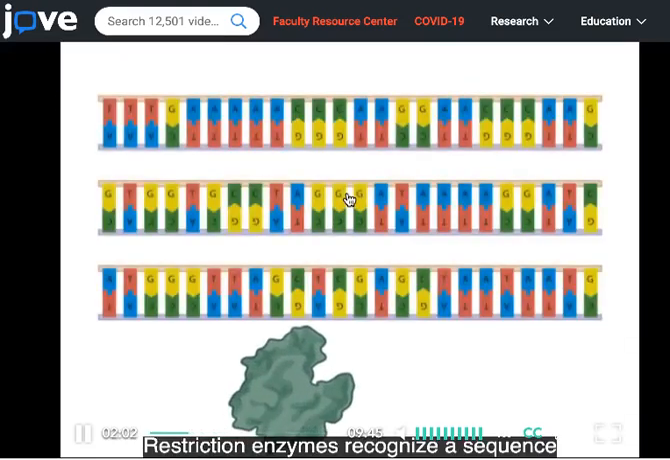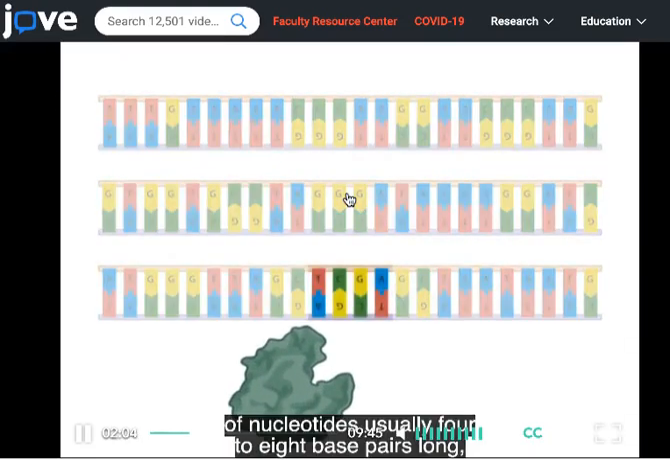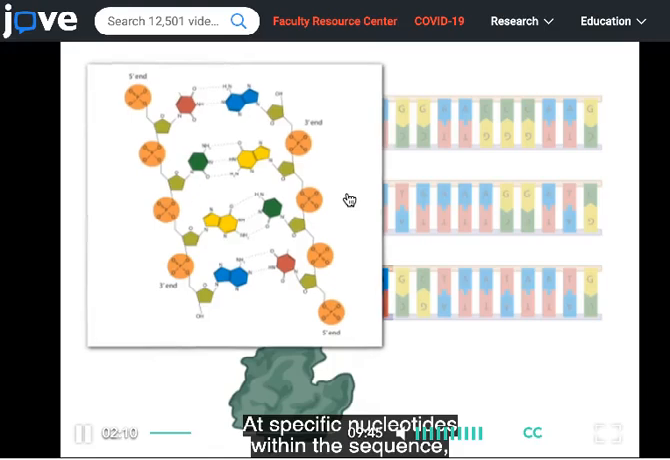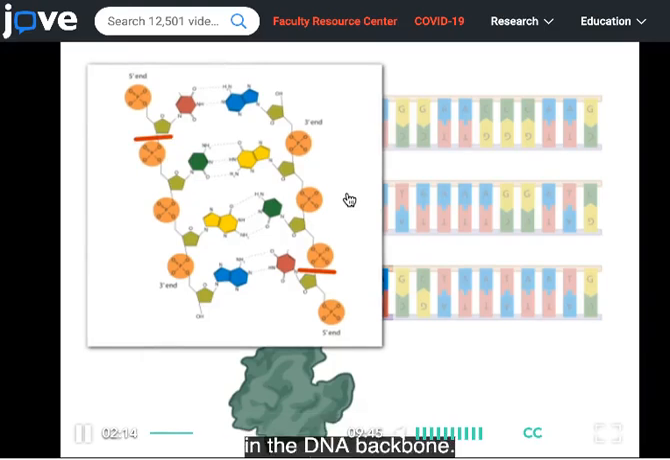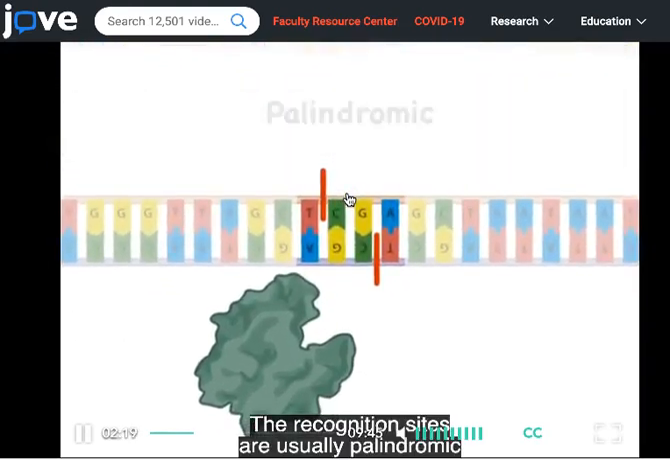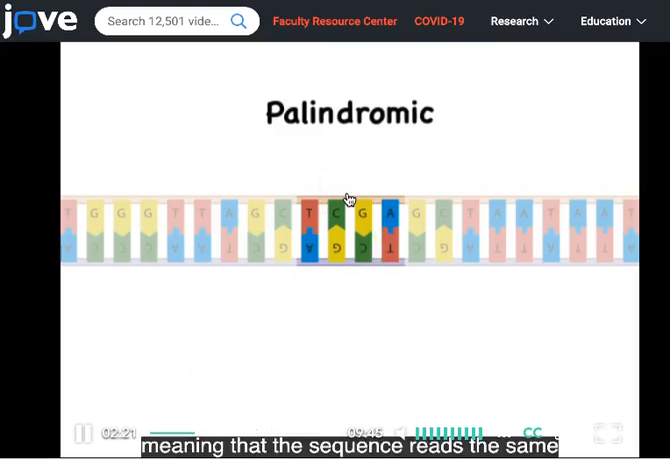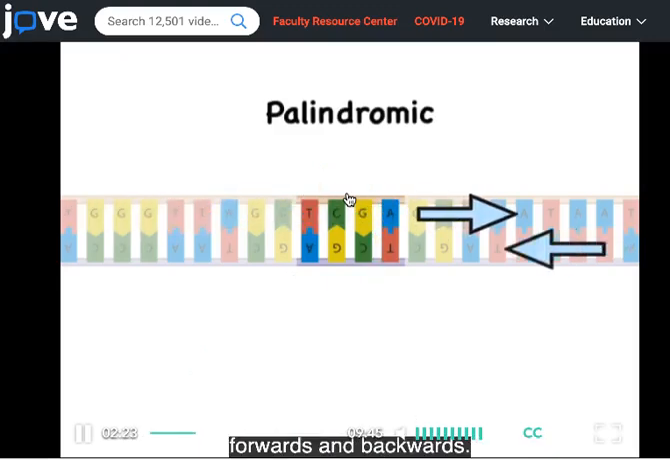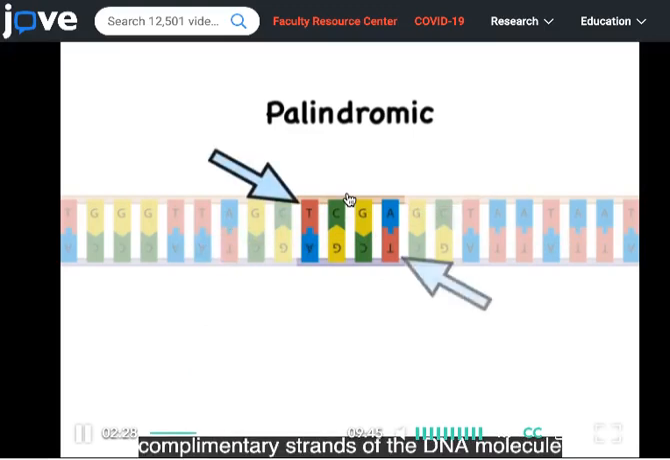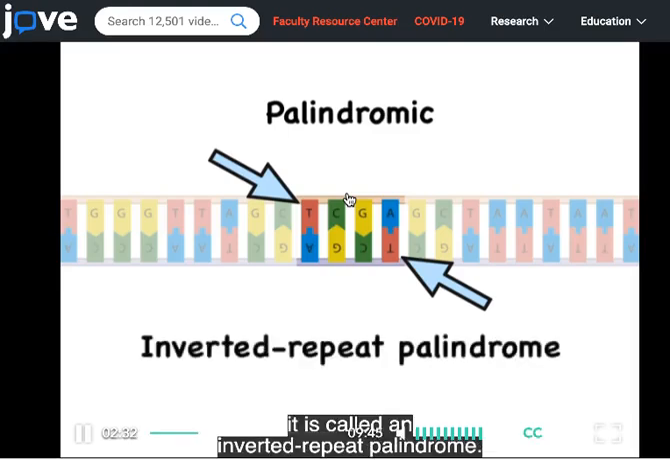Restriction enzymes recognize a sequence of nucleotides, usually 4 to 8 base pairs long, called a recognition site. At specific nucleotides within the sequence, the enzyme will break the phosphodiester bonds in the DNA backbone. The recognition sites are usually palindromic, meaning that the sequence reads the same forwards and backwards. When the palindrome is found on complementary strands of the DNA molecule, it is called an inverted repeat palindrome.